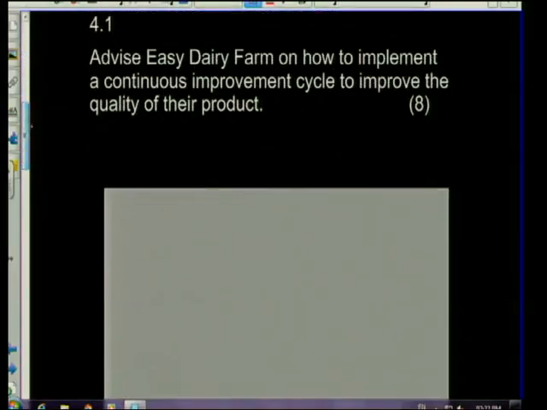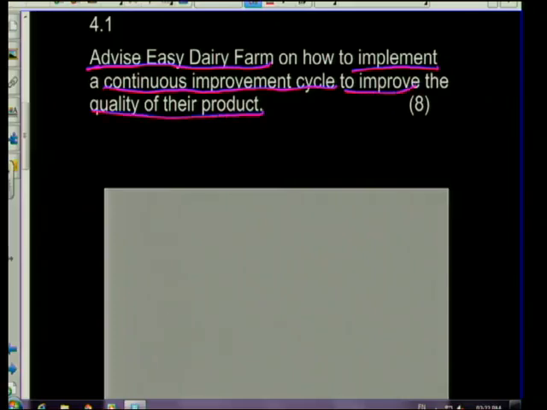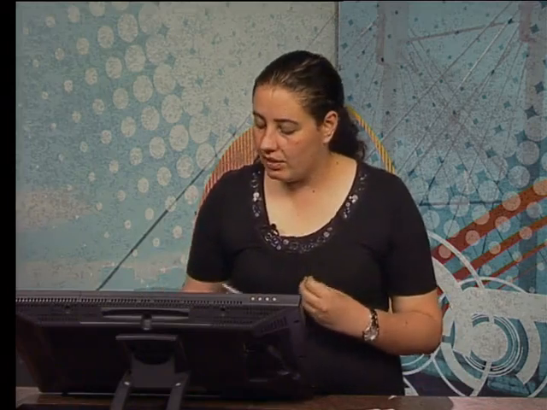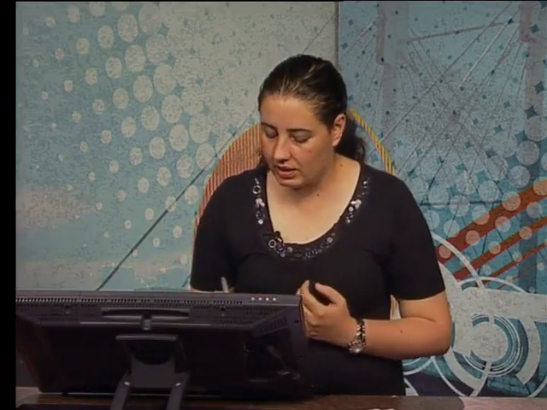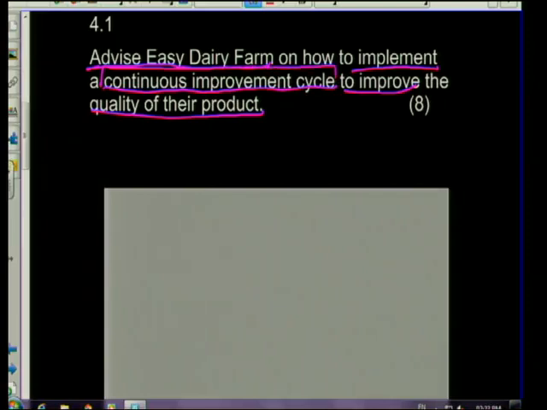Good, so you've got an idea. Let's have a look at the questions around this. 4.1. Advise Easy Dairy Farm on how to implement a continuous improvement cycle to improve the quality of their product. So this question is asking you to advise the farm on how to implement, and the keyword here, continuous improvement cycle to improve the quality of their product. So with this question, let's have a look at it and we'll break it down.